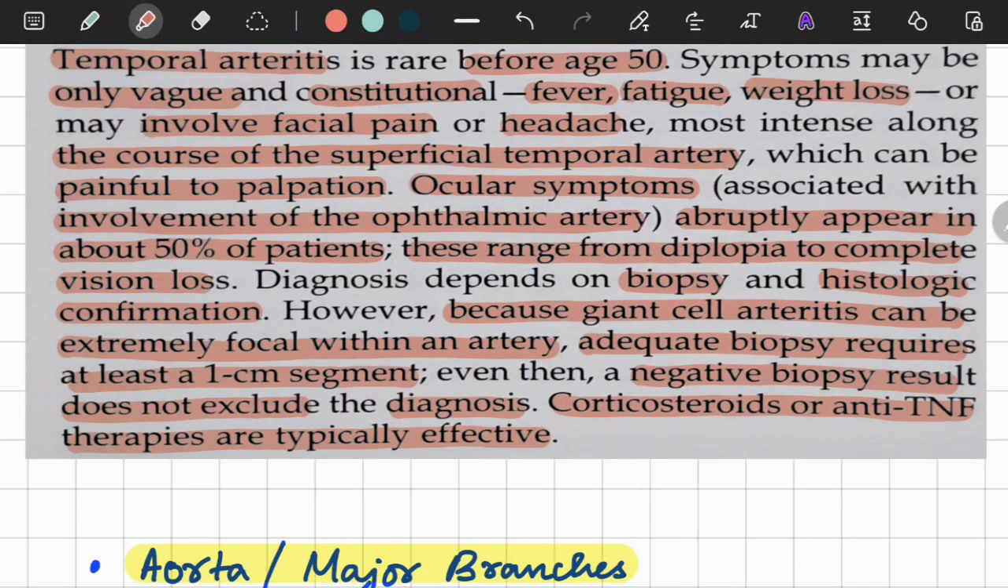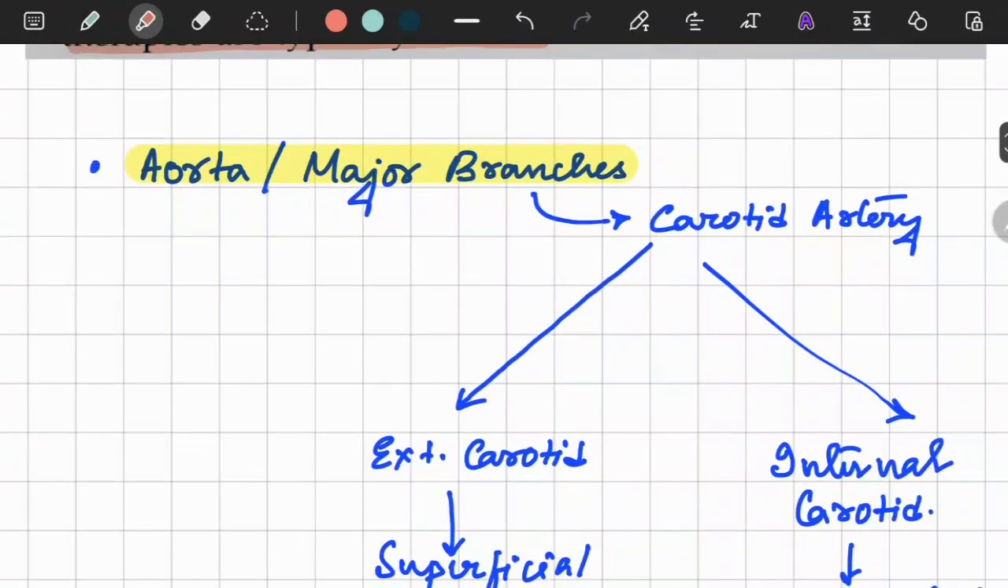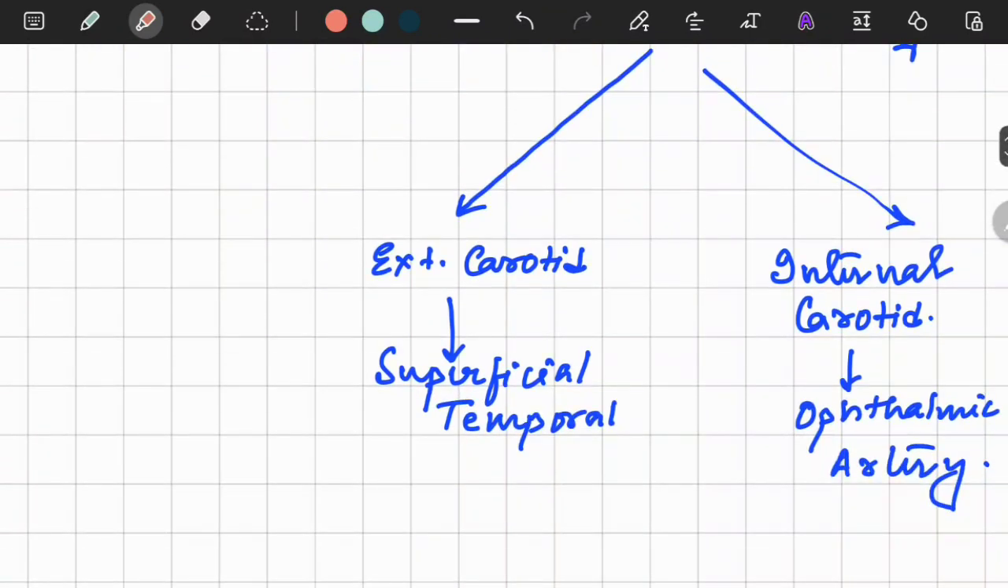Now, as we have completed the text from Robbins, let us put all this information together and focus on the main information that we need while studying. Basically the aorta or its major branches are affected in this case, such as the carotid artery. As we all know, the carotid artery can be the external carotid artery, and hence the superficial temporal artery can also be affected.